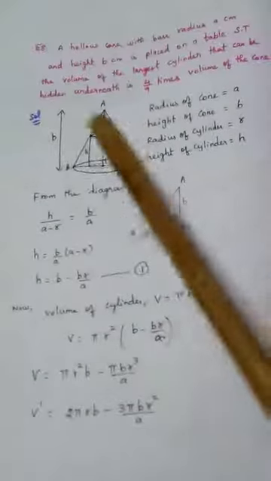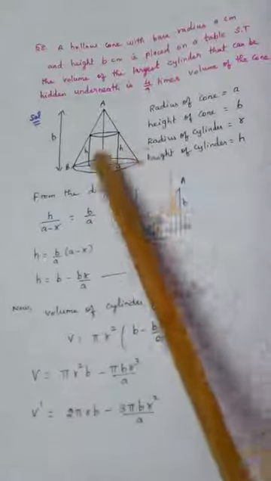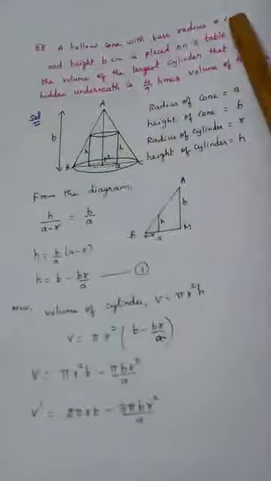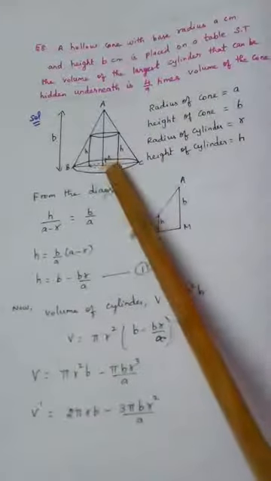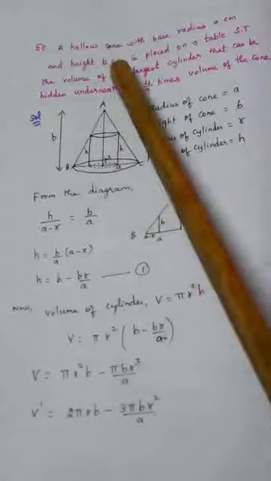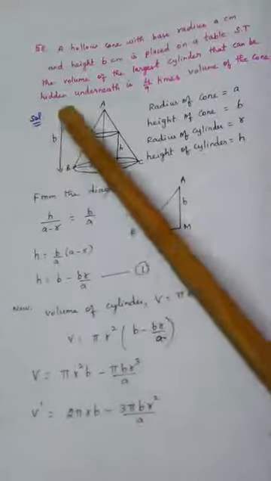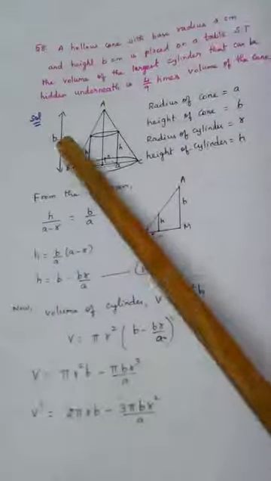So this is the hollow cone. Base radius means from this to this. The radius is given as a centimeter. So from this midpoint to C, the length is a. Height b centimeter. Height means this entire height. So that is what is written in this left hand side. This height is called b.